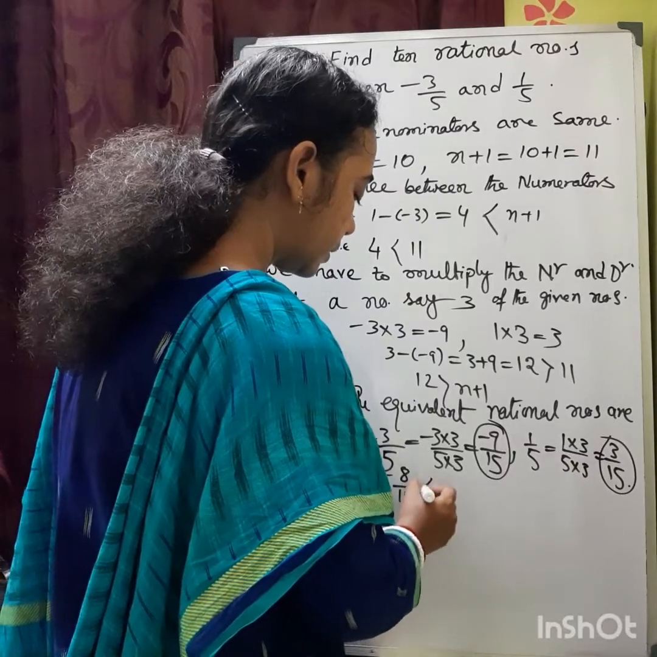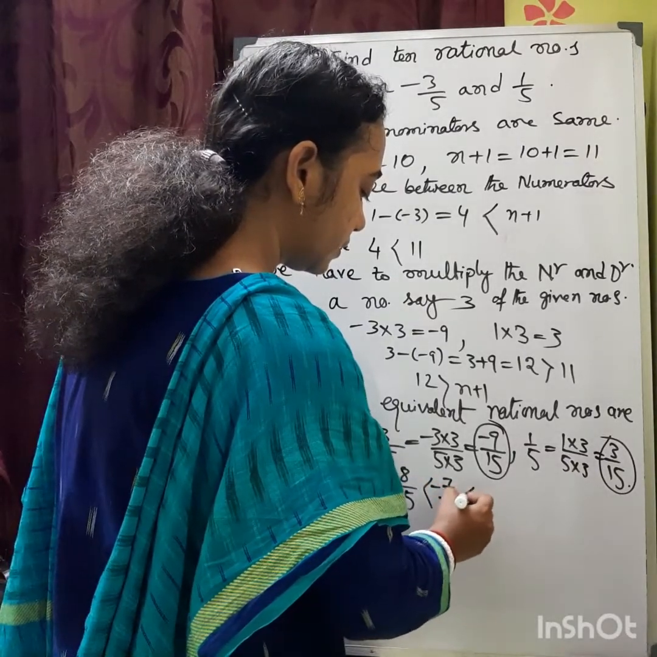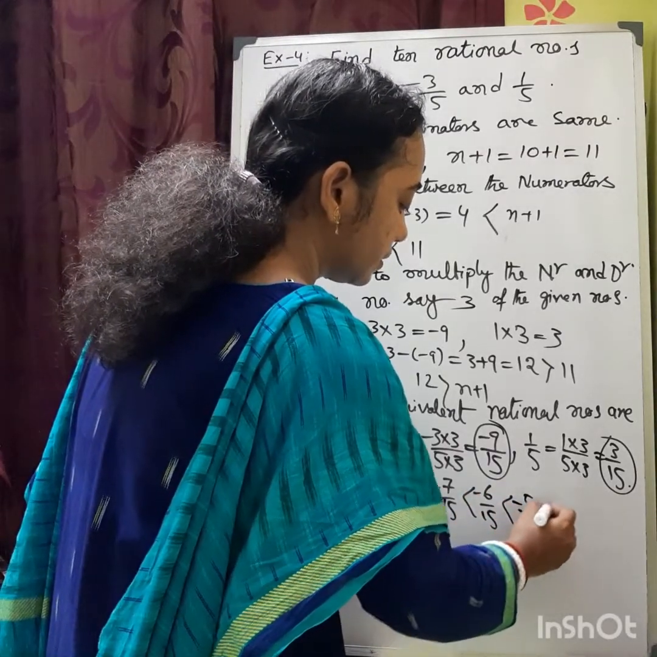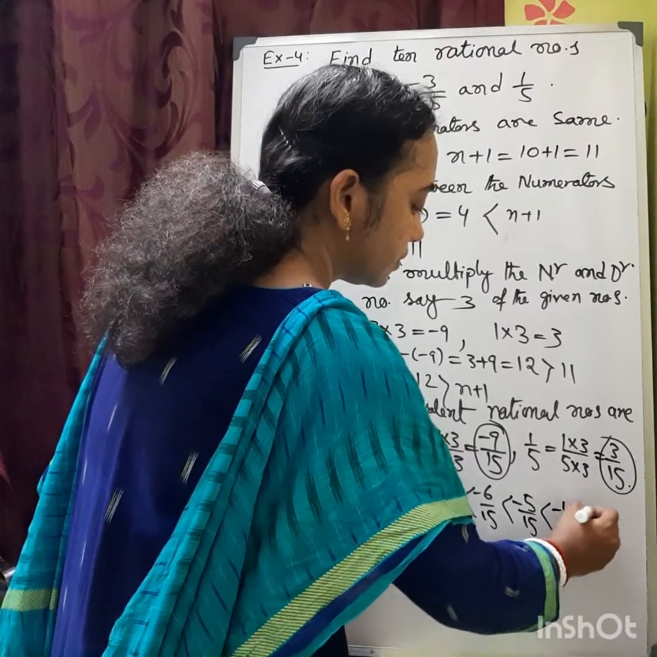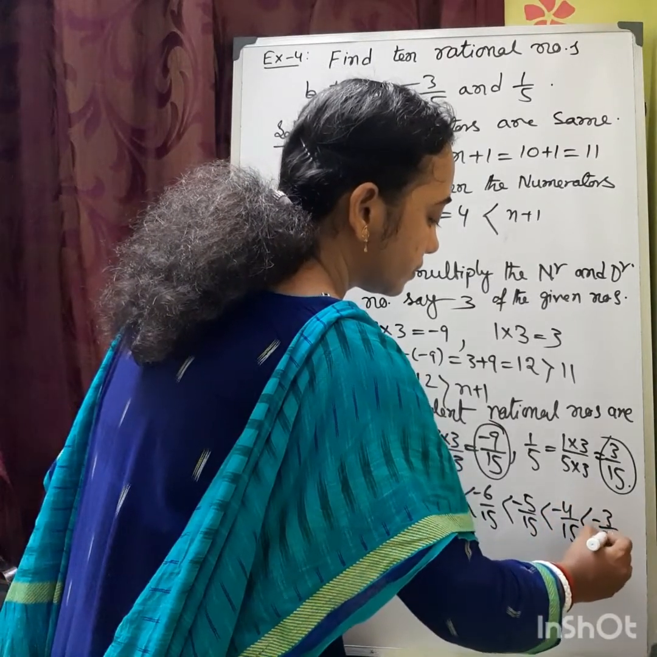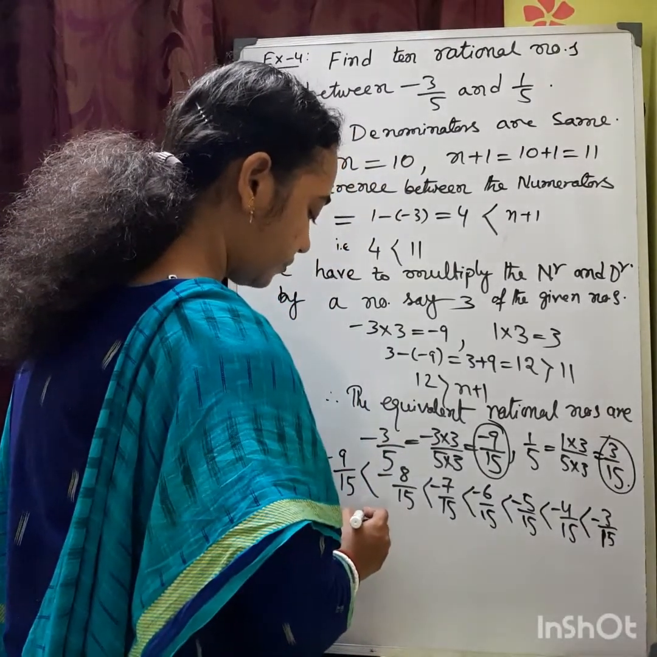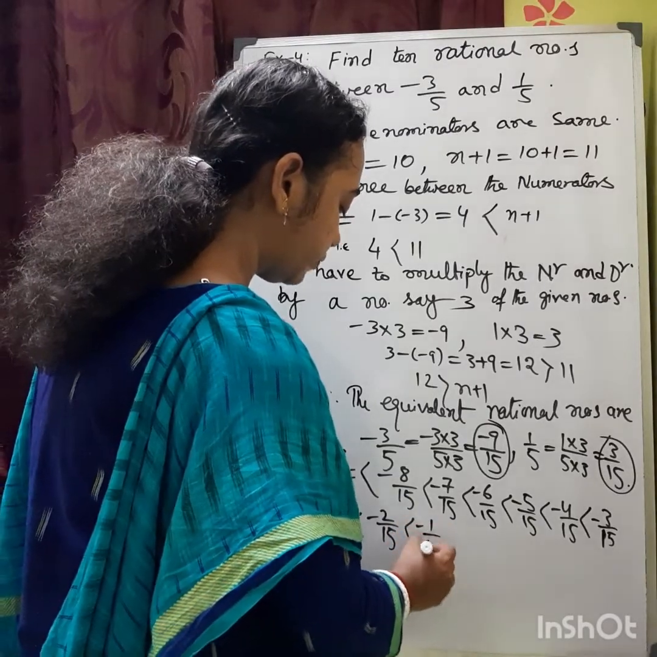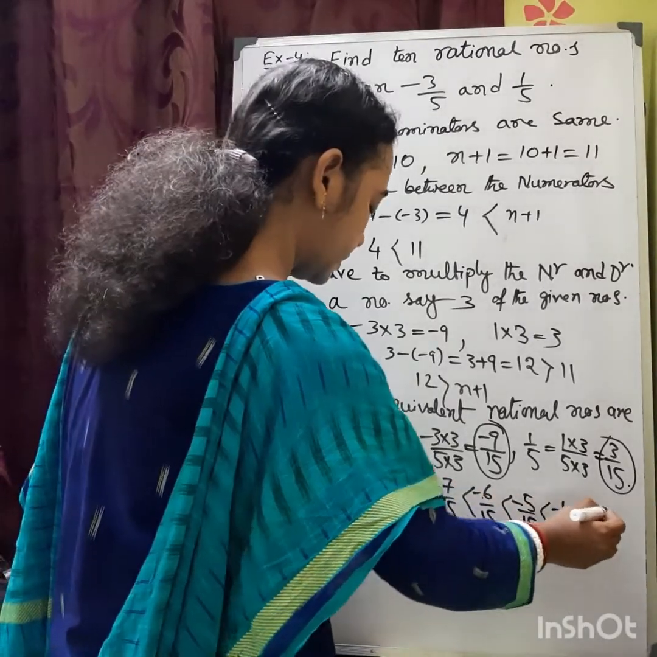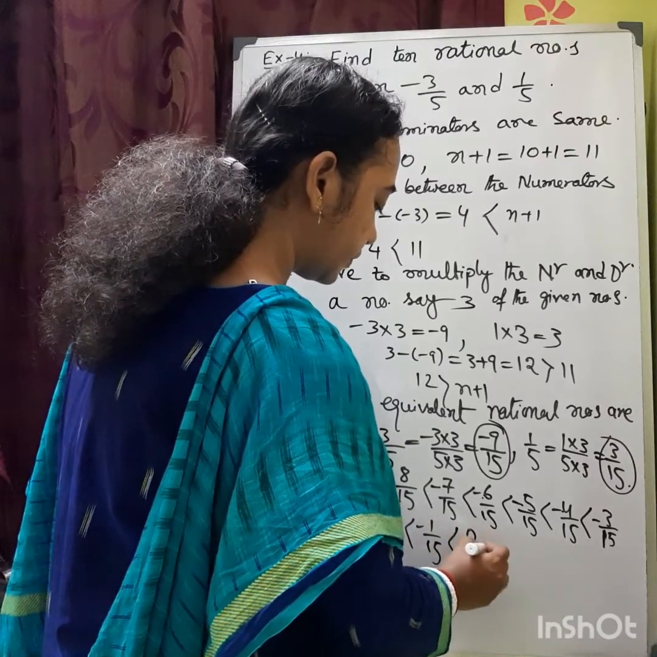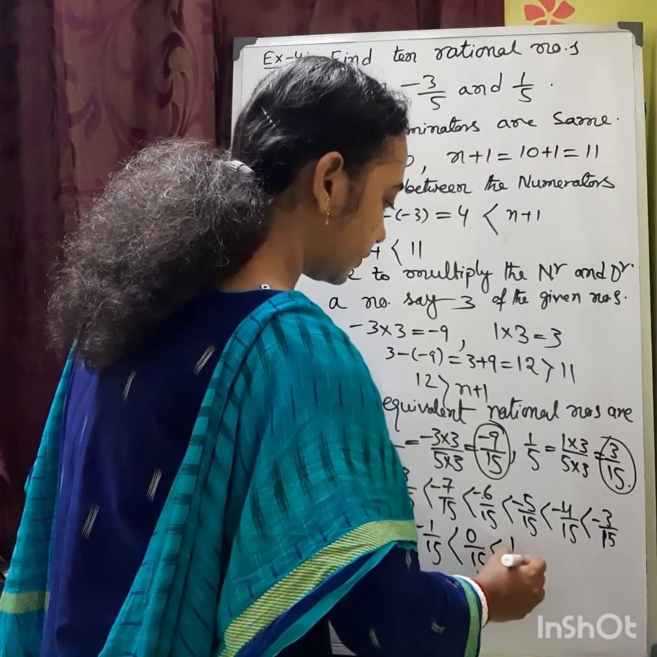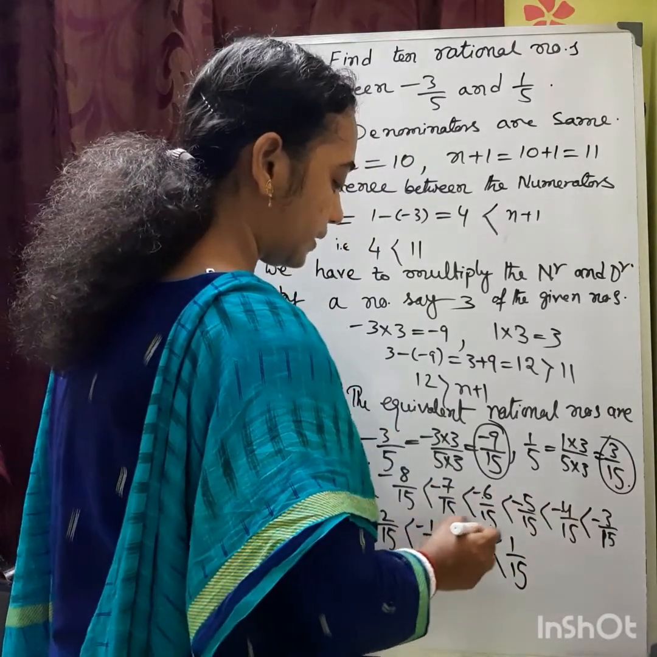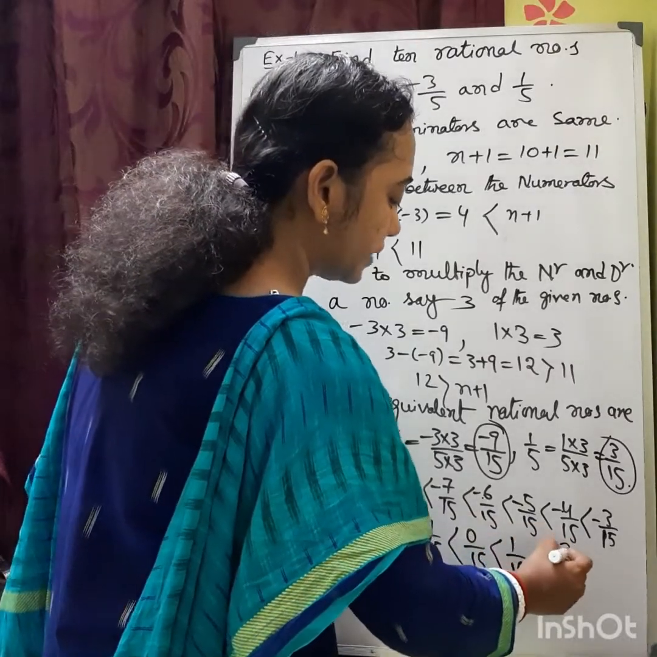So next number will be minus 7 by 15, then minus 6 by 15, then minus 5 by 15, then minus 4 by 15, then minus 3 by 15. Similarly, after that, minus 2 by 15, then minus 1 by 15. So how many we are getting? 1, 2, 3, 4, 5, 6, 7, 8, then 0 by 15, then 1 by 15. So 1, 2, 3, 4, 5, 6, 7, 8, 9, 10. So these are the required. After that we can write 3 by 15.